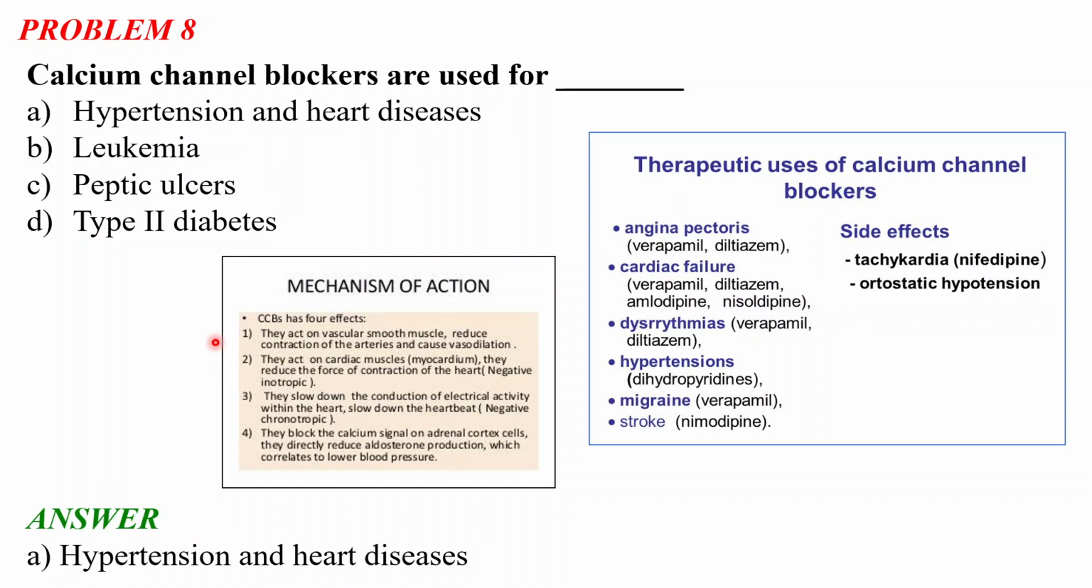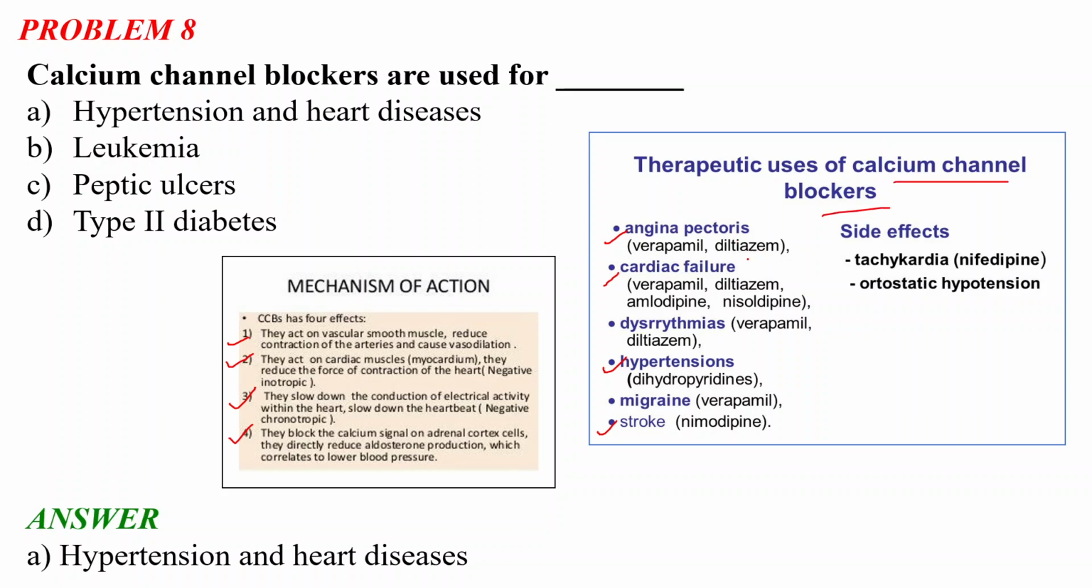We discussed blood pressure, aldosterone, and ACE. These are related to the renin-angiotensin system, and this is directly linked to the adrenal cortex cells. So basically the CCB blocks this calcium signal in the adrenal cortex cell. These are the 4 therapeutic effects of calcium channel blockers, and I suggest please remember this. Basically, these are very important: for angina, cardiac failure, hypertension and stroke, calcium channel blockers are very important.